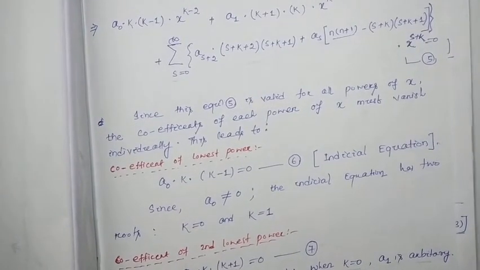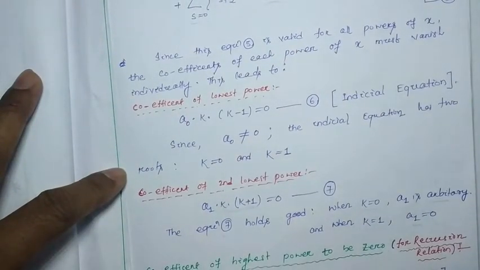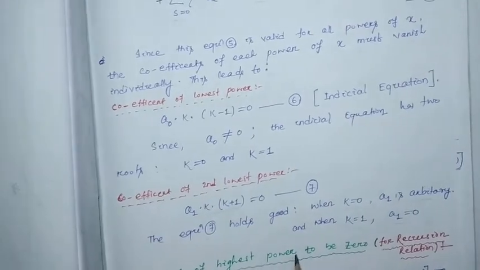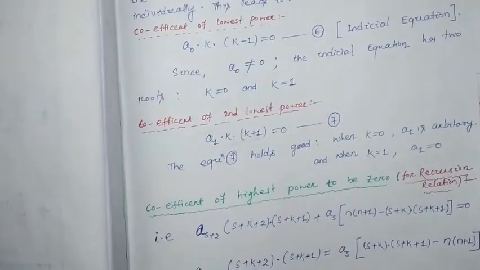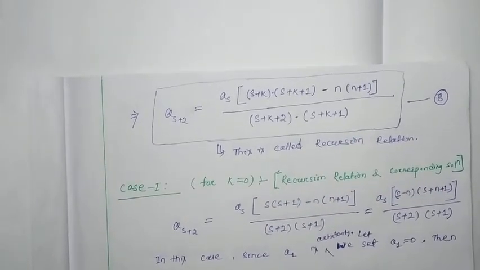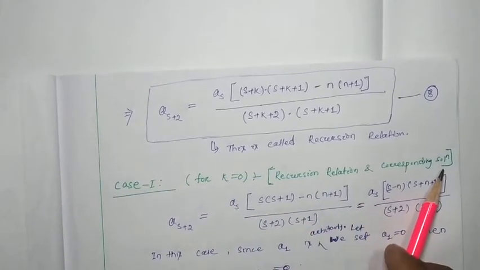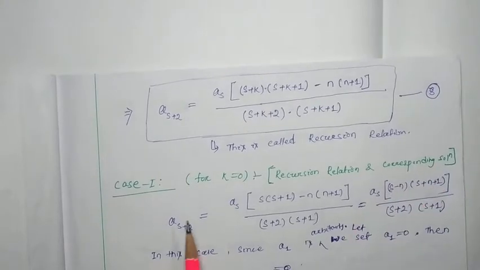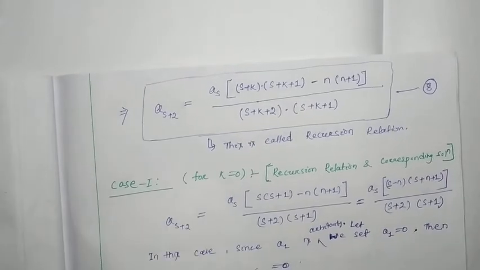The recursion relation was obtained by setting to 0 the coefficient of the highest power in equation number 5, and we found the recursion relation is this one. Now we are going to consider, for k equal to 1, what the recursion relation and corresponding solution will be. So, for k equal to 0, what will it be?